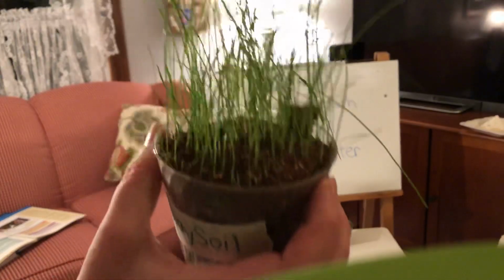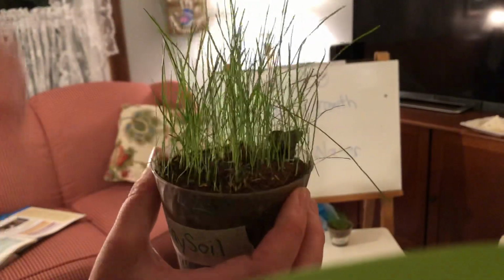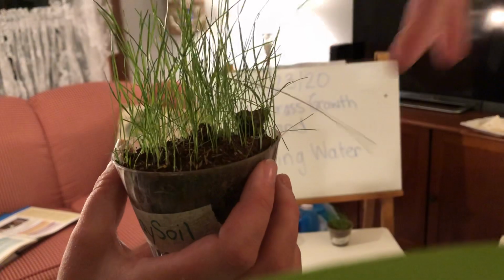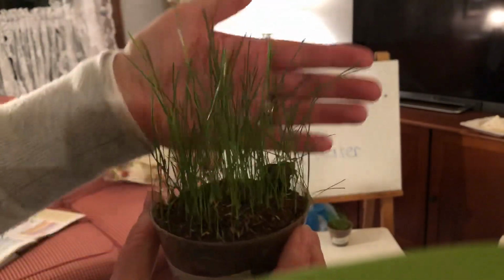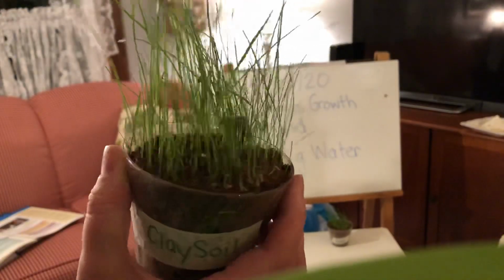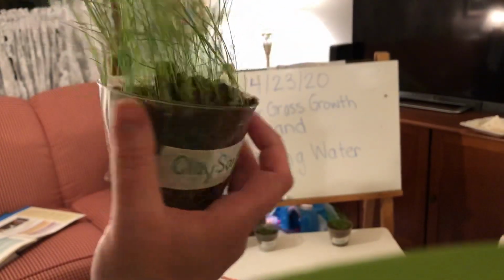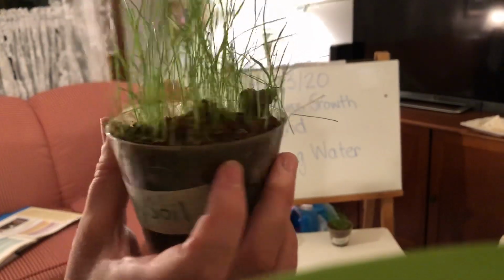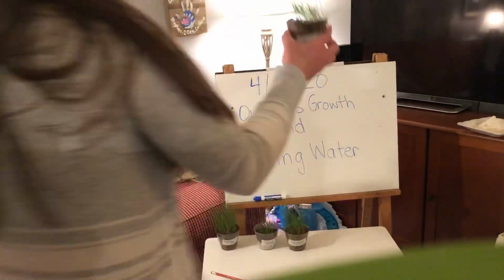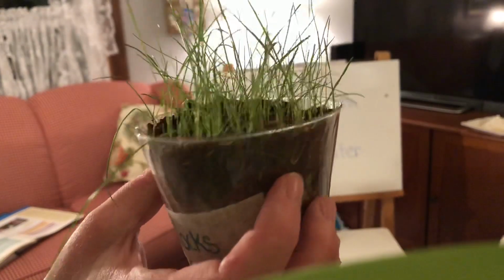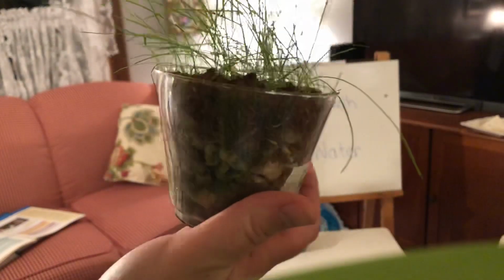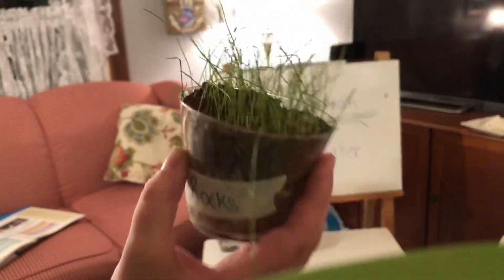Here is clay soil, with the exception of this one guy over here. It all seems to be doing really well. It's standing tall. It looks really healthy. The roots look great. And here are the rocks. Again, he's still looking a little floppy. Okay, so there is the rocky soil.